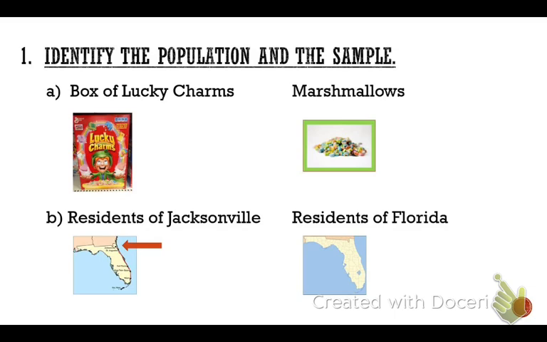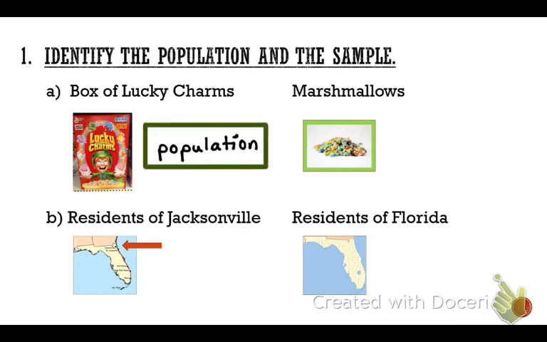So let's just talk about the difference between population and sample. Which one do you think is the population? The box of Lucky Charms or the marshmallows? The population is the big thing, Lucky Charms. The sample is the little part from it. So in this case, the population, the big part, would be the box of Lucky Charms. Now the sample is the small part of a population. In this case, this was obviously the most popular, the marshmallows.